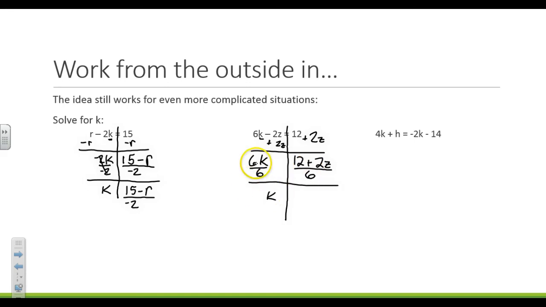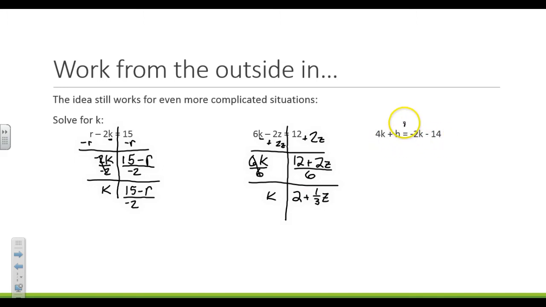Now in this situation, 6 divided by 6 is 1. I'm going to simplify this side a little bit because 12 divided by 6 is simply 2. And then 2 over 6 is the fraction 1/3 z. So these are equivalent. 2 plus 1/3 z is the same as 12 plus 2z divided by 6. It's just simplified. And our third example here, 4k plus h equals negative 2k minus 14.